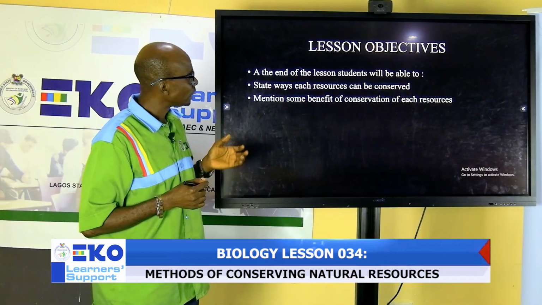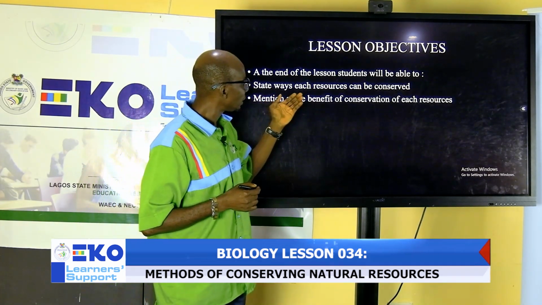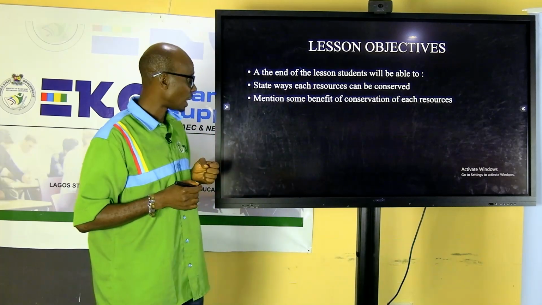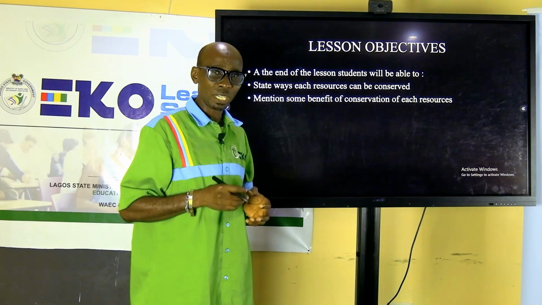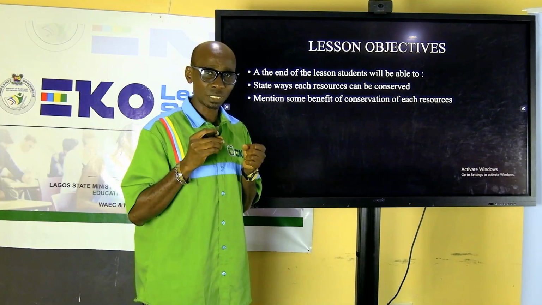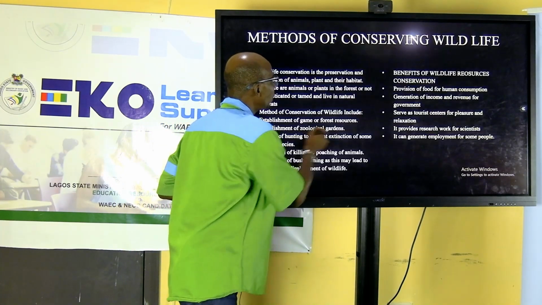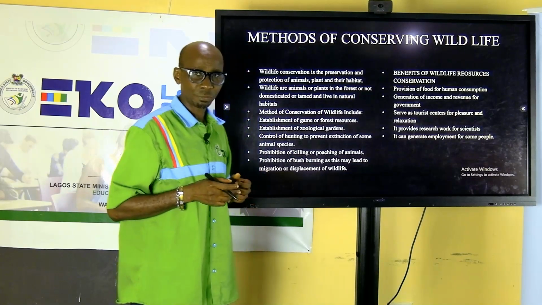We will be guided by this objective. The first one is to state ways each of these resources can be conserved, and we should be able to mention the benefits we are going to get by conserving each of these resources. The first one I'm starting with is conservation of wildlife.